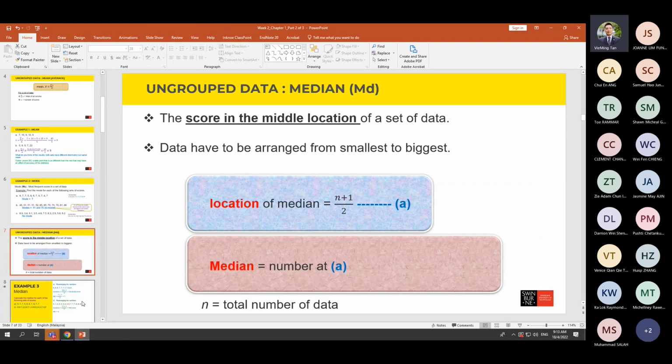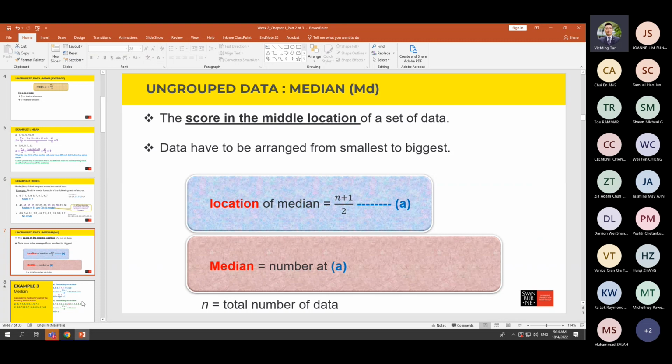We have to understand the meaning first. Median, what is the meaning? Median means middle number. That means the value in the middle of the data set. So middle is the keyword. So how to calculate the middle number? That means you need to sort the data. You need to arrange the data from lowest to highest number before you can get the median value.